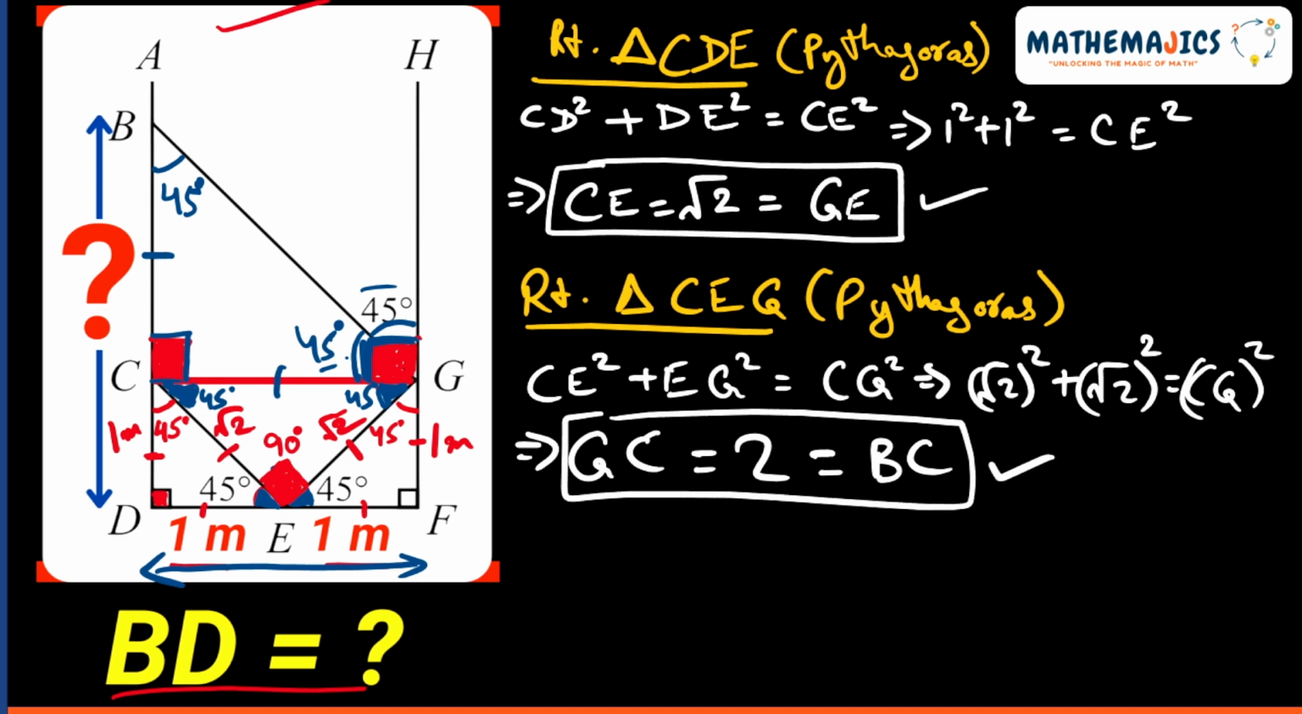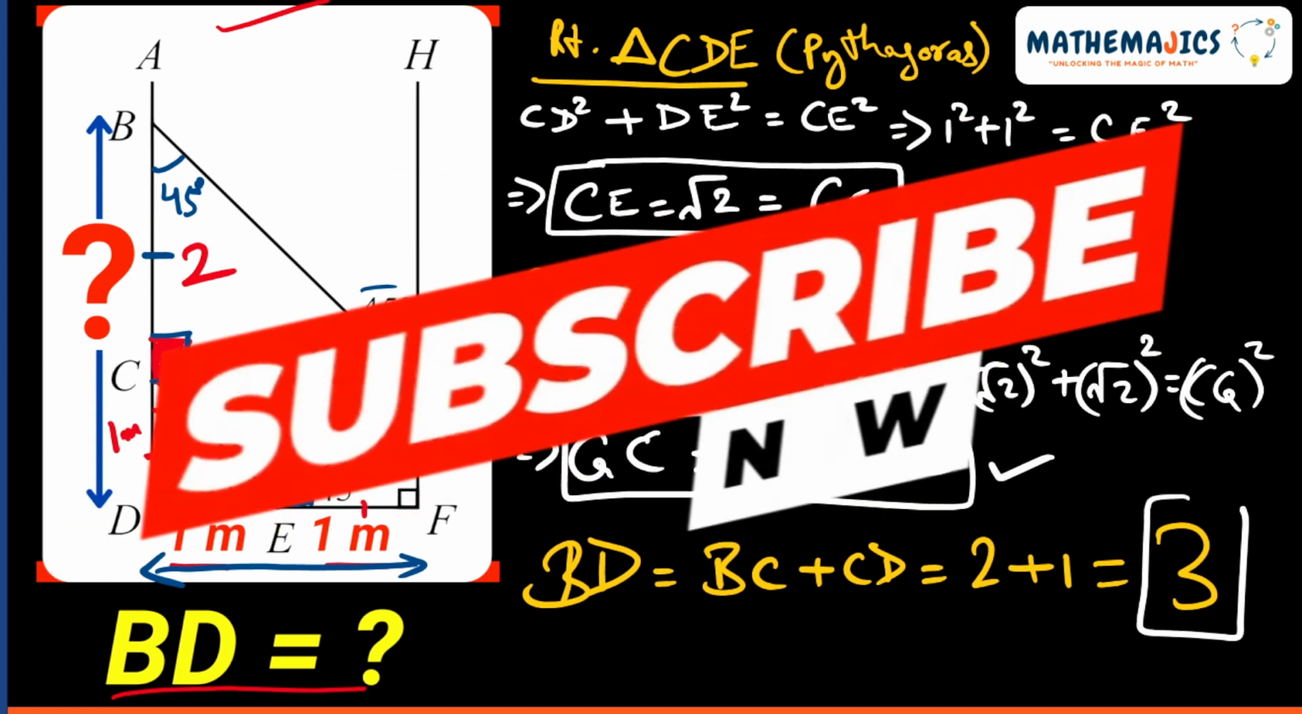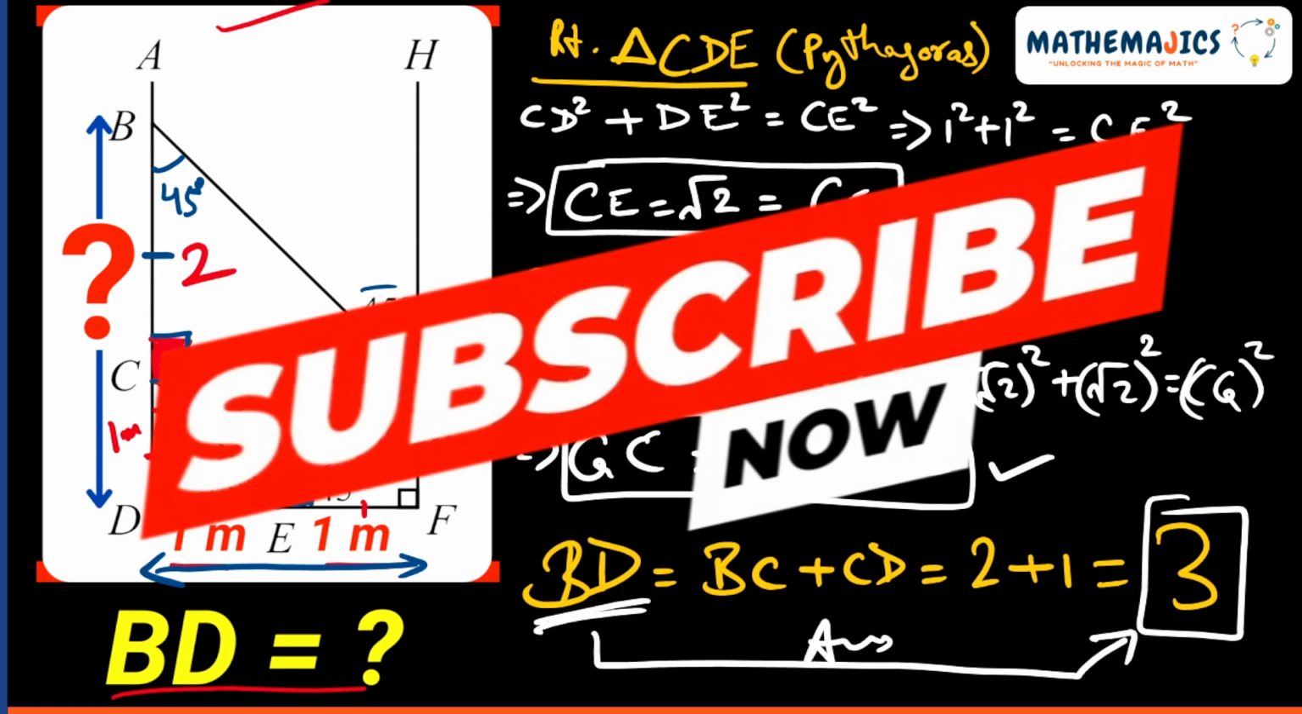So let's mark this in the figure. BC is 2. But this is not the final answer. What do we need to find out? We need to find the length of BD. Now, what is BD? BD is nothing but BC plus CD. What is BC? BC is 2. What is CD? CD is 1. That means our final answer, 2 plus 1, is 3. Yes, the length of BD is 3. This will be our final answer.